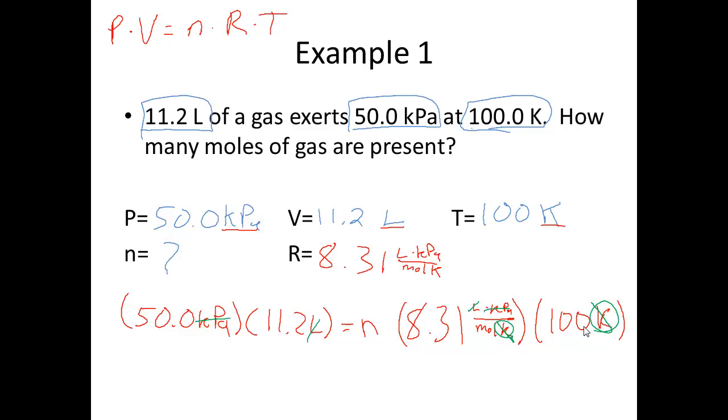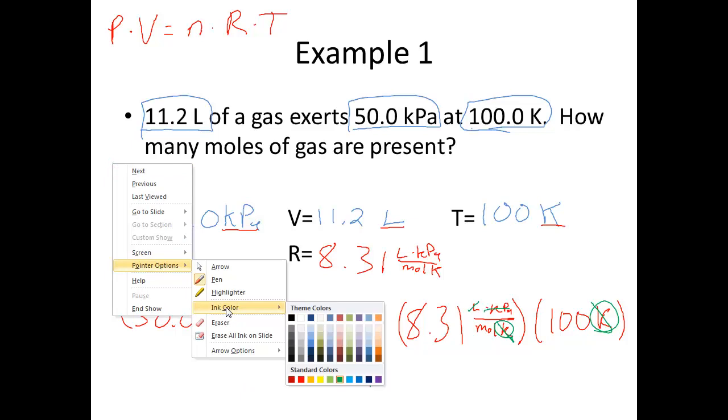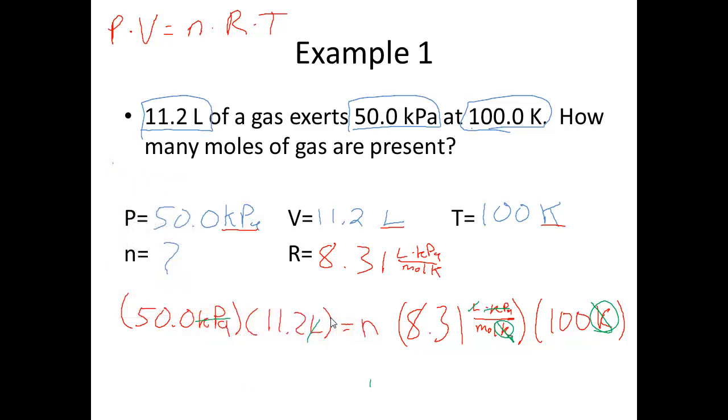Now just solve for n. What is n equal to? 0.673. What's the unit? Moles. If you got a different answer, you did the wrong math. How do you do it? Just like this. Multiply this one, and then multiply this, and then divide.